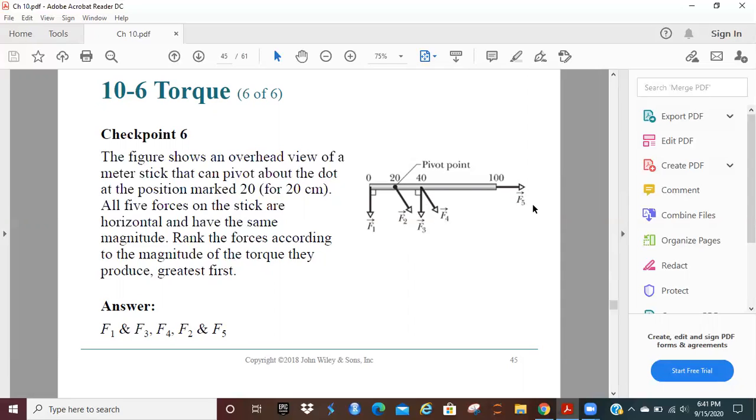Finally, F5 is actually pointed in the same direction as the meter stick. And because of that, the sine of the angle between those two is going to be sine of 0, which is 0. So it's doing nothing as far as torque goes.